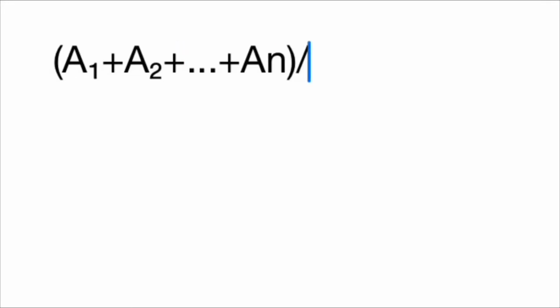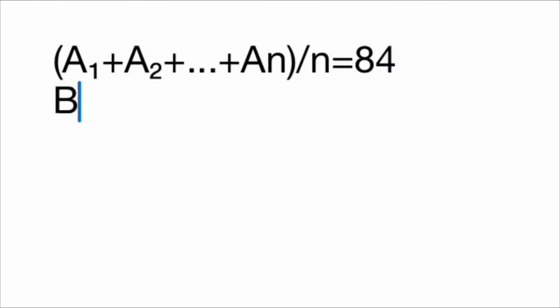The number of female members is n. Among the female members, the average number sold was 84. So AF1 plus AF2 plus etc. plus AFn, divided by n, is equal to 84.